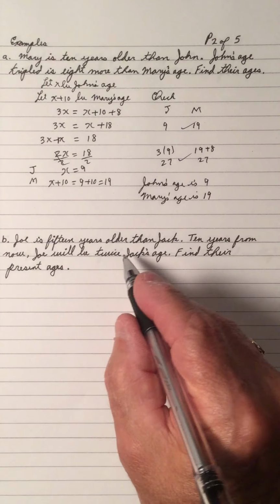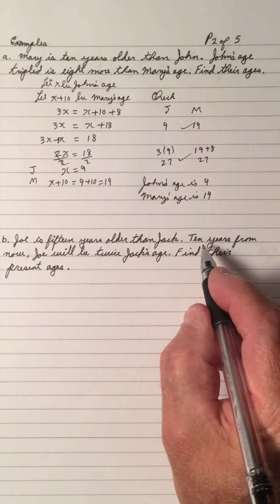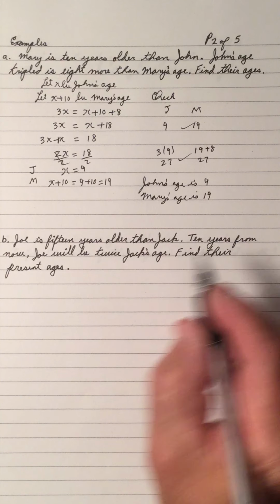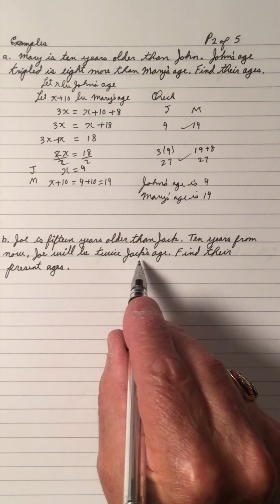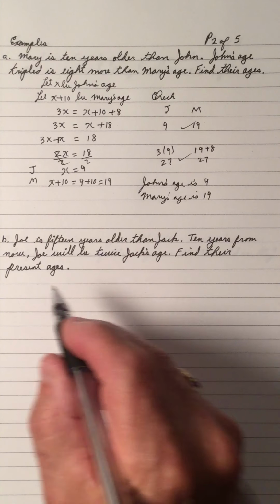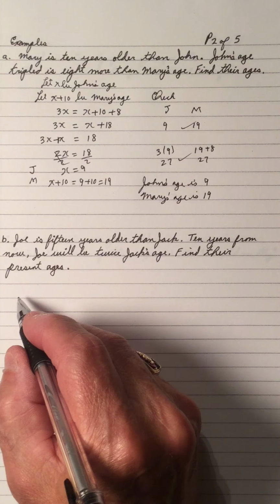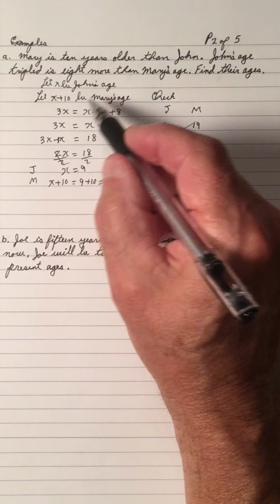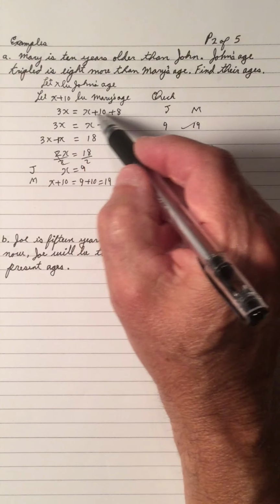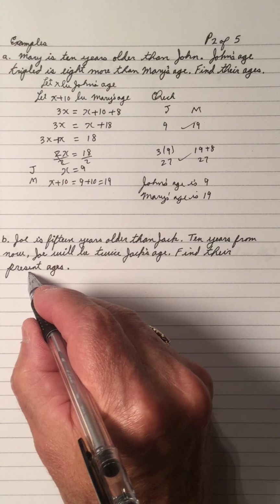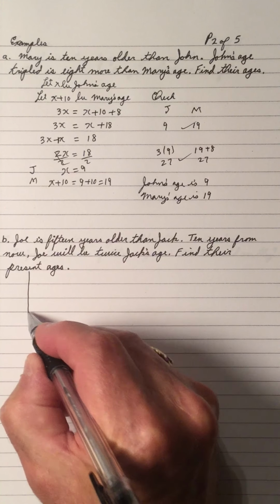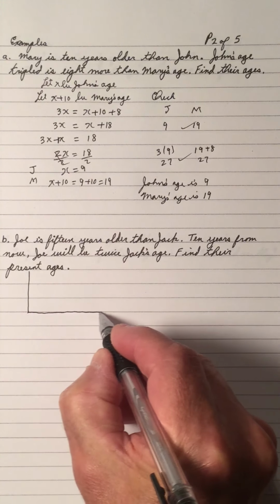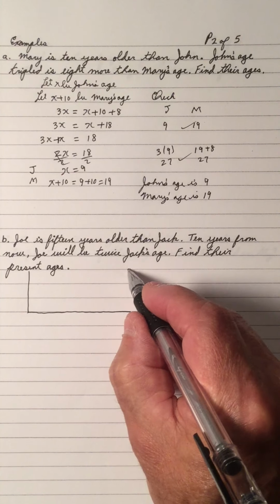B, Joe is 15 years older than Jack. 10 years from now, Joe will be twice Jack's age. Find their present ages. Now to do this one, I like to do the box, because up here there's just these 2 expressions, and then we did the equation. But I like setting up the box for this one like I did with the value. So let's set up the box and I'll show you what I mean.